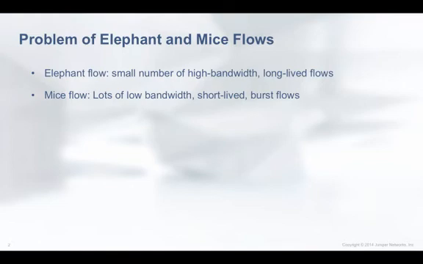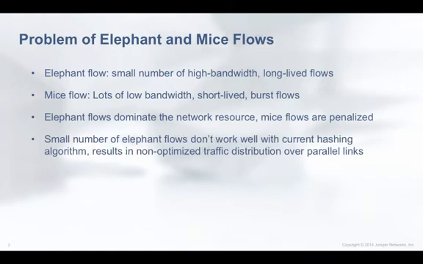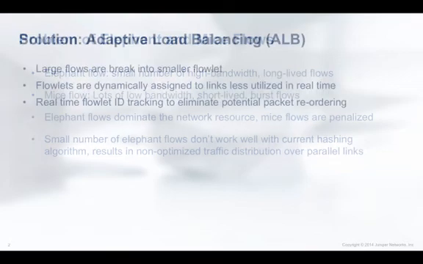Compared to mice flows, there are only a relatively small number of elephant flows, but they dominate the network resources, such as link bandwidth and buffers, squeezing and penalizing latency-sensitive mice flows. In addition, the small number of elephant flows also badly skews the hashing result, which results in disproportionate traffic distribution over the parallel links, such as ECMP or LAG. You will see that in the demo before we apply the solution.